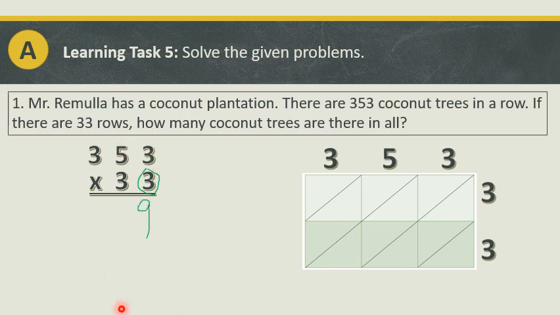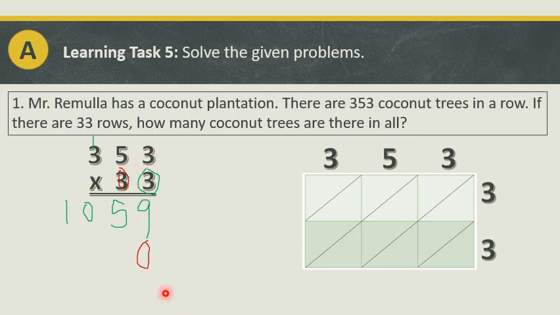3 times 5 is 15. So, 5 carry 1. Then 3 times 3 is 9 plus 1 is 10. Then, doon naman tayo sa pangalawa. So, dito na tayo mag-multiply. So, lagay tayo ng 0 dito sa ilalim.